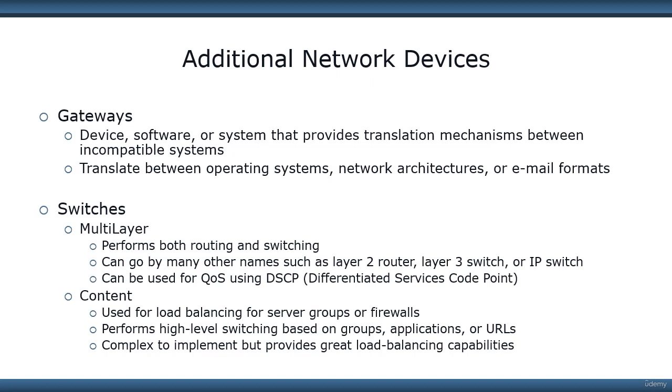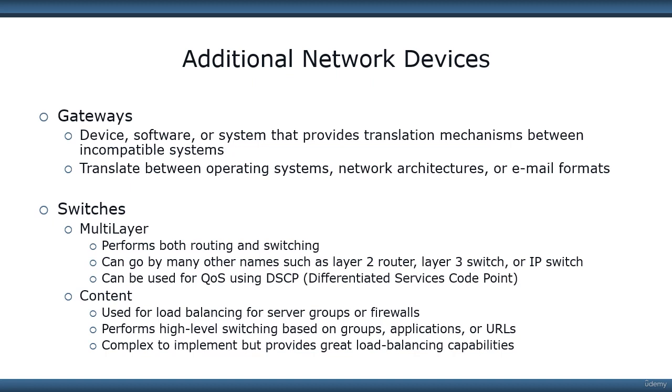Switches, you get a couple terms that get used here. Multi-layer really is just a kind of generic term for devices that do both routing and switching. Okay, so they can be called layer 2 router. Layer 3 switch is probably the most common. IP switch, possibly.